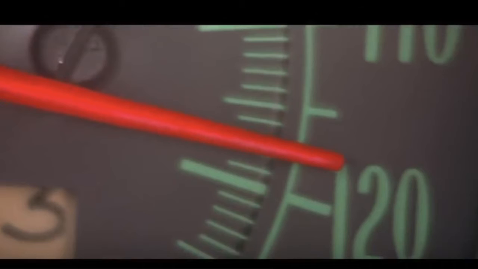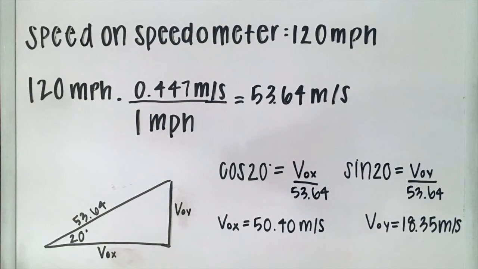According to the movie, the speed at which the car approached the ramp was 120 miles per hour. To convert the speed into meters per second, we multiplied 120 by 0.447 meters per second per 1 mile per hour and got 53.64 meters per second. Using this, we multiplied it by the cosine of 20 and the sine of 20 to get the initial velocity in the x direction and the y direction respectively. Our answers were 50.40 meters per second for v naught x and 18.35 meters per second for v naught y.